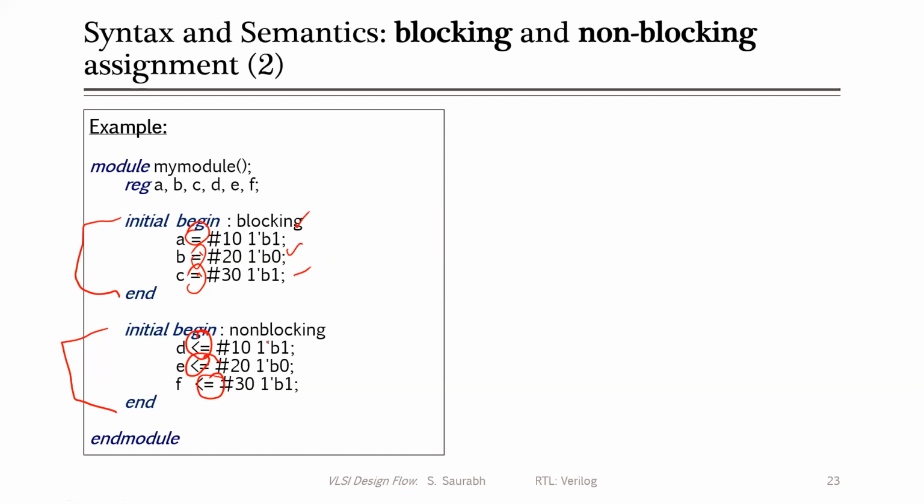Sir, the first initial block that has blocking assignment statements, A will update in 10 seconds, B, depending upon the time scale, will update in 20, and C will update in 30, whereas D, E, F will update in 50 nanoseconds or seconds, depending upon it.